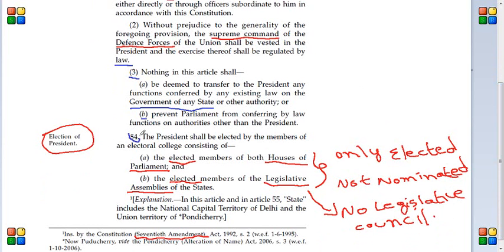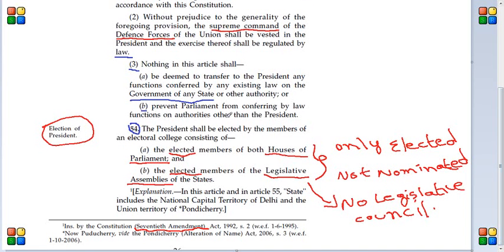Next, Article 54. Article 54 basically says who will elect the President. All the people who can elect the president are called the Electoral College. It says the president shall be elected by the members of an electoral college consisting of A. all the elected members of both houses of parliament. B. all the elected members of the legislative assemblies of the states. Here what we have to consider is only elected persons, not nominated.